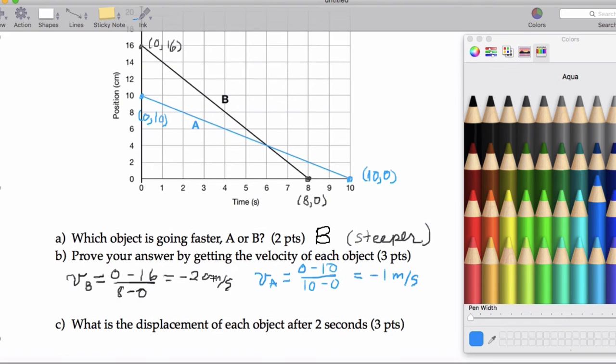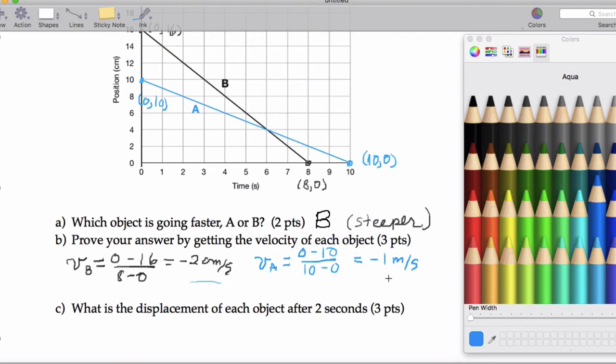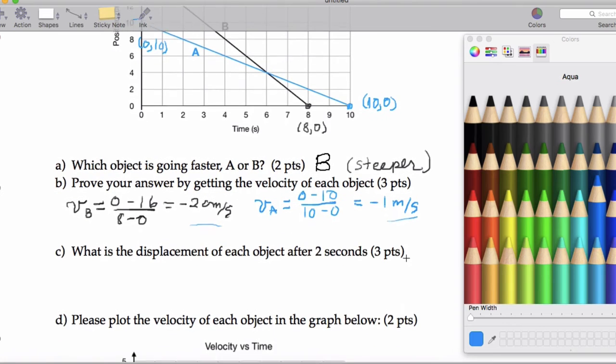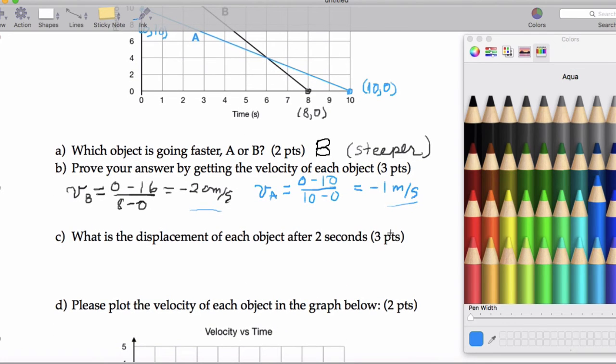So we can clearly see that this speed is faster than that speed. Remember, the negative sign in this case doesn't mean less than. It means that we're actually going in reverse. Now let's go ahead and get the displacement of each object after 2 seconds.